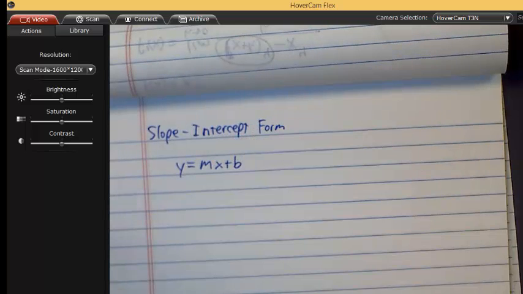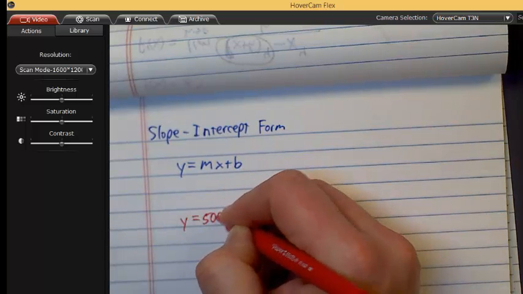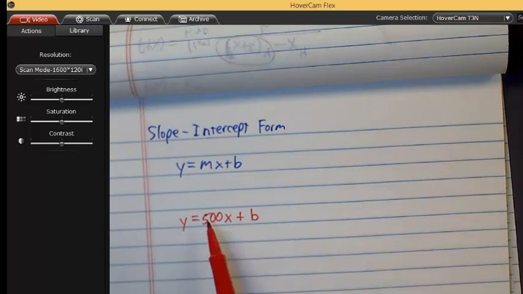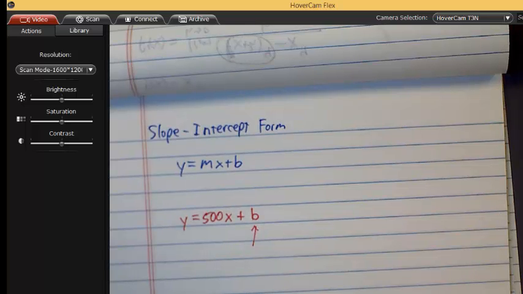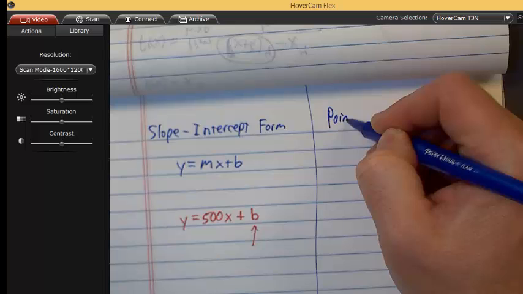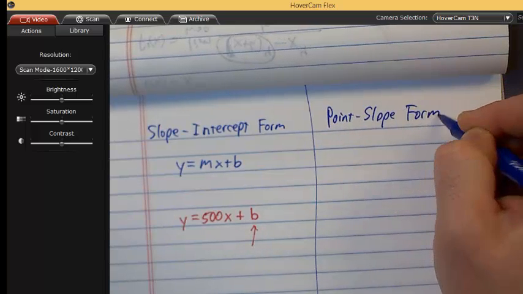So in my example, what can I fill in right now? I could fill in y equals 500x, right? You guys with me? I got the slope of that line. The only thing I didn't get yet is b, that y-intercept. That's a little harder to get. I want to remind you of another thing you did in algebra that's actually better here. It's called point-slope form. Does anyone remember this? What is it? Shout it out.